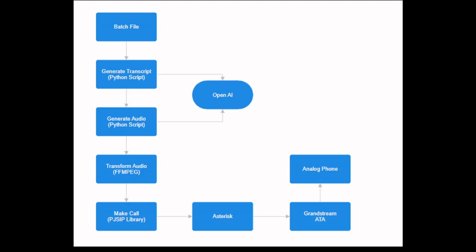I have to do a quick transformation of the WAV file that comes back because it's not the correct WAV format, so FFmpeg does that on the command line. I then pass that WAV file as a parameter into my C application, which initiates a phone call based on a configuration to some endpoint on my network. Asterisk, through its dial plan, bridges that connection, the analog phone rings, and you hear the audio.